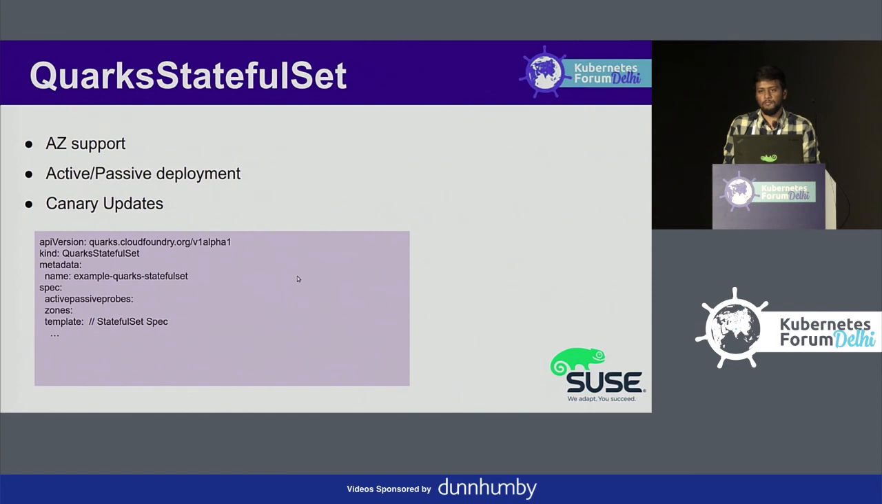Just do a simple cf push, and then it will build a Docker image for you, and then deploy it in a StatefulSet in Kubernetes. So everything is taken care of. No need to create any Helm charts or anything. So that was Cloud Foundry on top of Kubernetes.